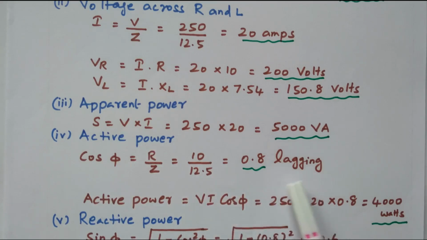It is lagging, because in an inductive circuit the current is lagging the voltage, so it is mentioned as lagging. Now that cos phi is calculated, we can find the active power, which equals VI cos phi. V is 250, I is 20 ampere, cos phi is 0.8. By simplifying this we got 4000 watts. The unit for active power is watts, 4000 watts.